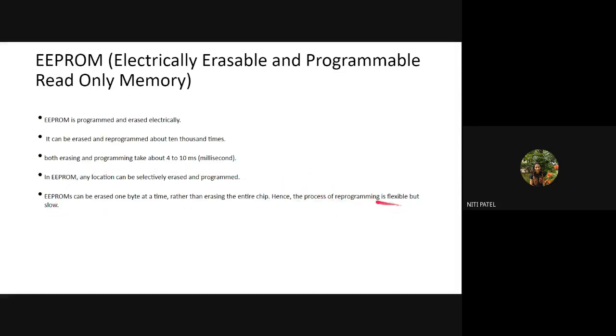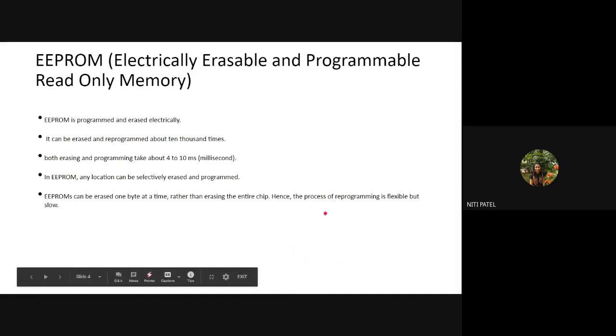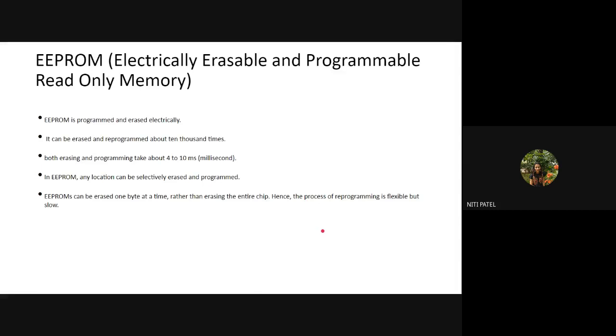Why is it slow? Because erasing the entire ROM is much faster as compared to erasing a particular location. Why? Because first I have to go to the particular location, search for the data at that location, and see to it that only that much data is getting erased. And if I'm erasing, it should not affect the other contents also. So this process becomes a little slow as compared to erasing the entire chip inside your system.